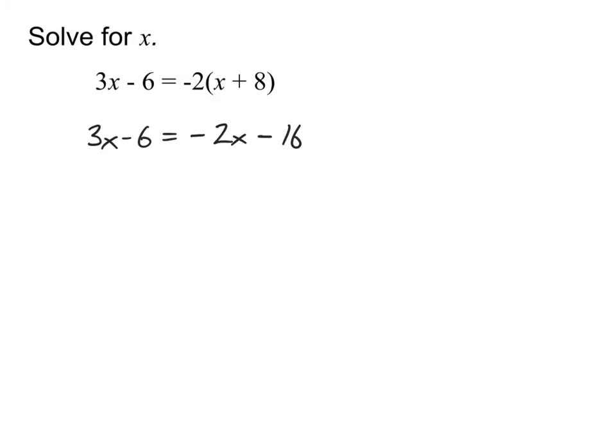A side note here, if you chose instead to move the 3x to the other side, it still would work. You just end up dividing by a negative at the end instead, but you would still end up with the same answer. All right, but I did decide I wanted to move the negative 2x to the other side.